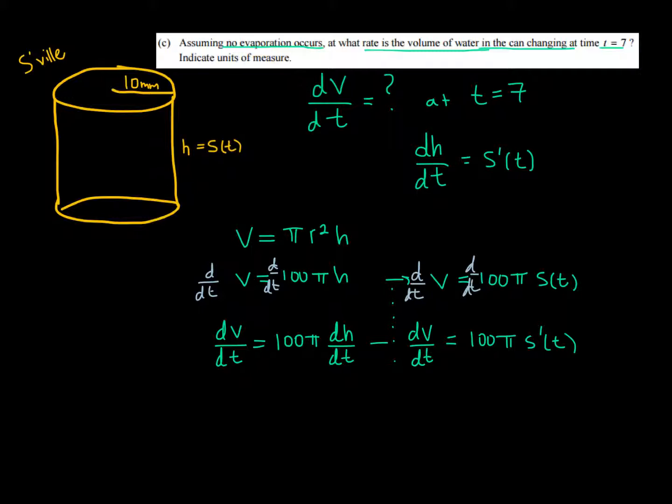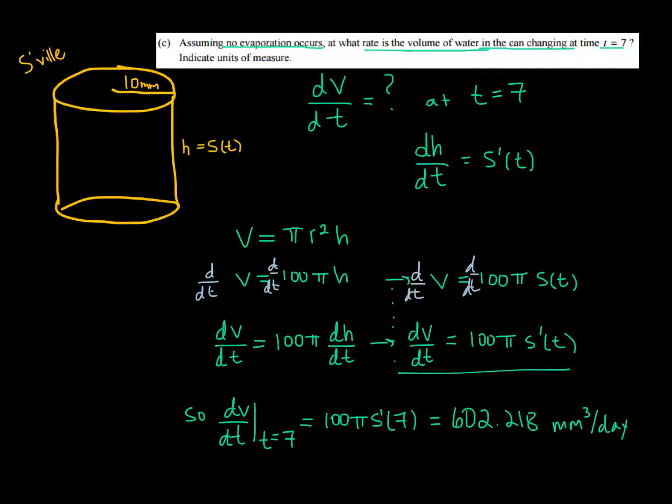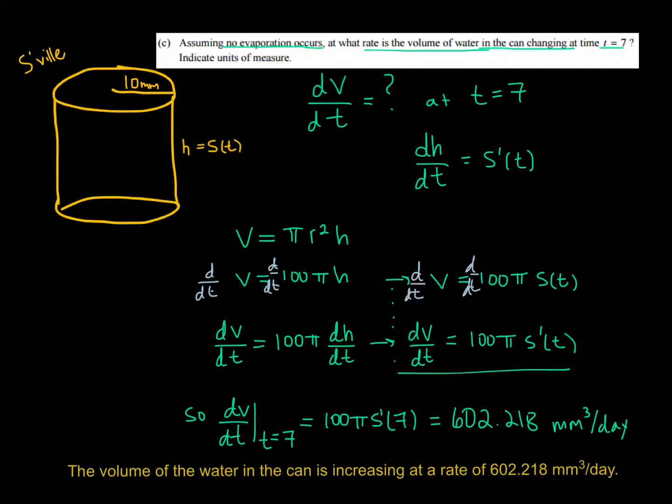So either way, I'm going to end up at this equation here, and now I can evaluate, because I can compute, thanks to knowing the actual function for S prime of t, dV/dt at t equals 7. And doing so gives me 602.218, and these are going to be millimeters, and they're cubic because it's a volume, and this is per day, obviously because t is in days. So writing out my answer would look just like this. The volume of the water in the can is increasing, positive, at a rate of 602.218 cubic millimeters per day.